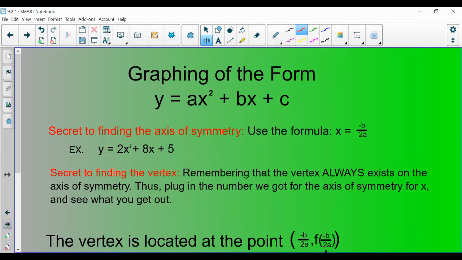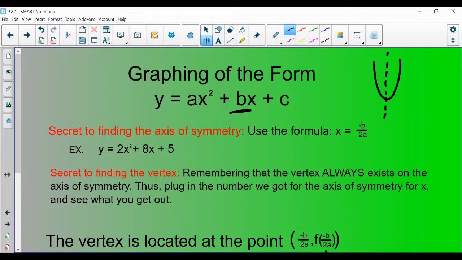So in all of the graphs that we graphed last homework assignment, the axis of symmetry, so that imaginary vertical line that goes through the middle, was always at 0. But when we start to shift the graph to the left or to the right because of the b term, that isn't going to be always at 0 anymore.